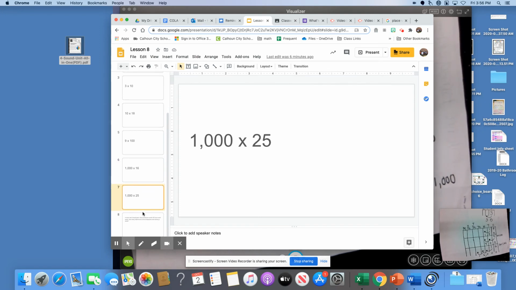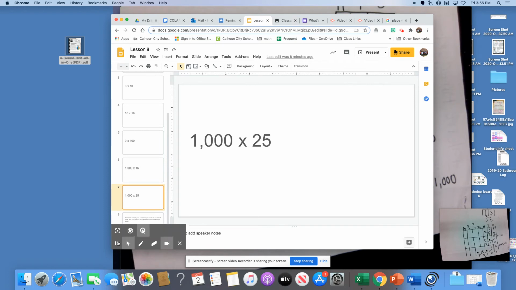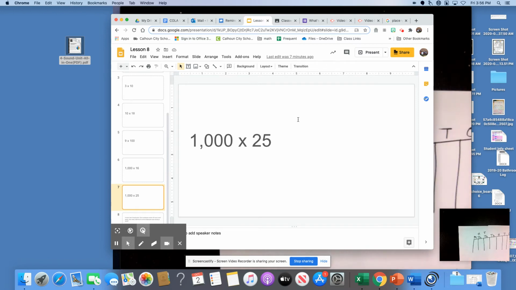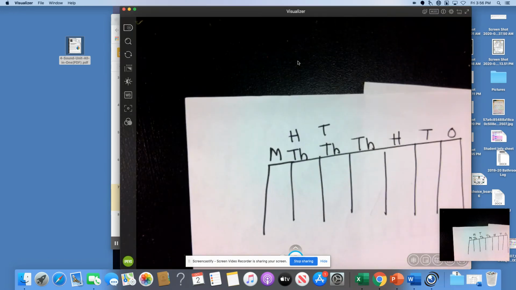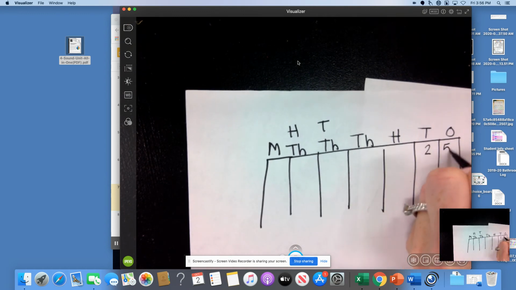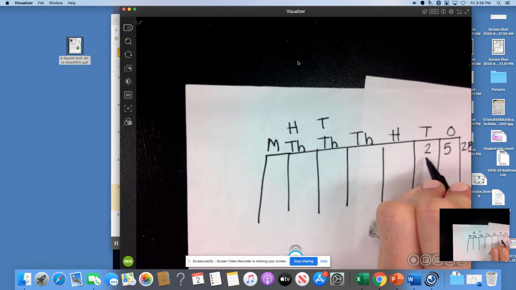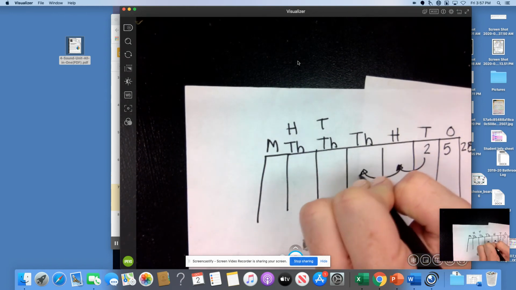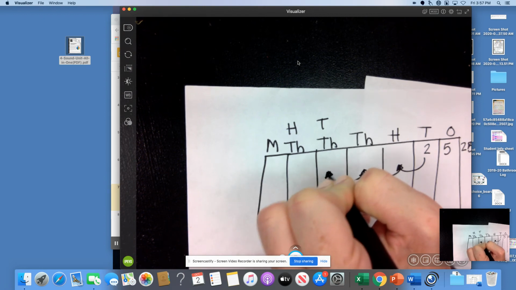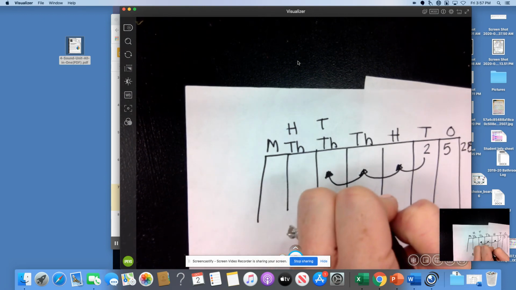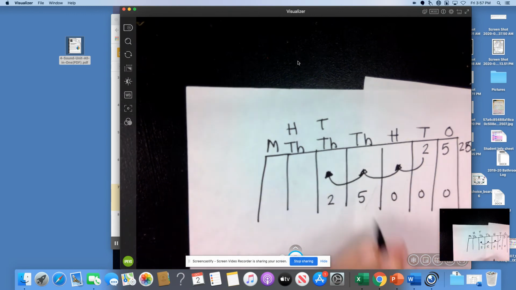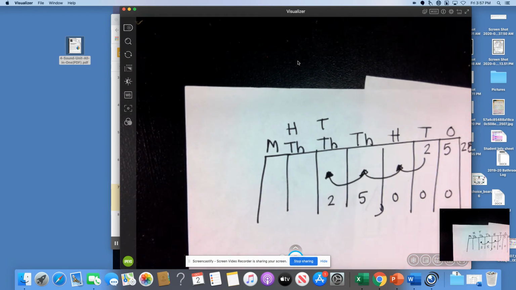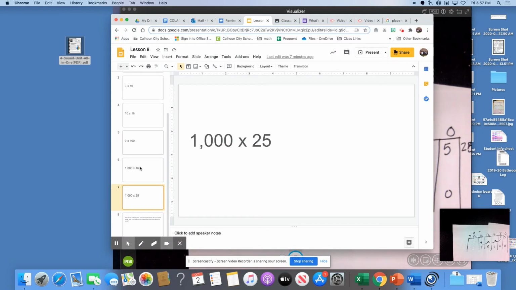Last but not least, 25 times 1,000, or 1,000 times 25. So I'm going to show you my work. 25 is right here, and I'm doing 25 times 1,000. So again, one movement to the left is times 10. 2 is times 100. 3 is times 1,000. I'm going to fill in with the zeros. So that gives me 25,000. Did you get that? I'm sure you did.